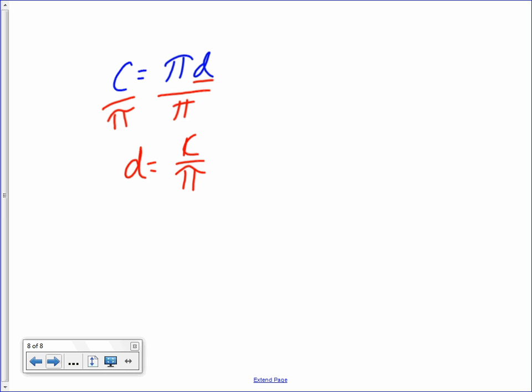Or if I just made up some formulas, there are many formulas that we could look at. If I were to look at perimeter of a rectangle, you may know what the formula for perimeter is. Perimeter is equal to 2L plus 2W. 2 times the length plus 2 times the width. So if I want to get the length by itself, how could we get the length by itself? Well, one way that we could do that, we could subtract off the 2W.